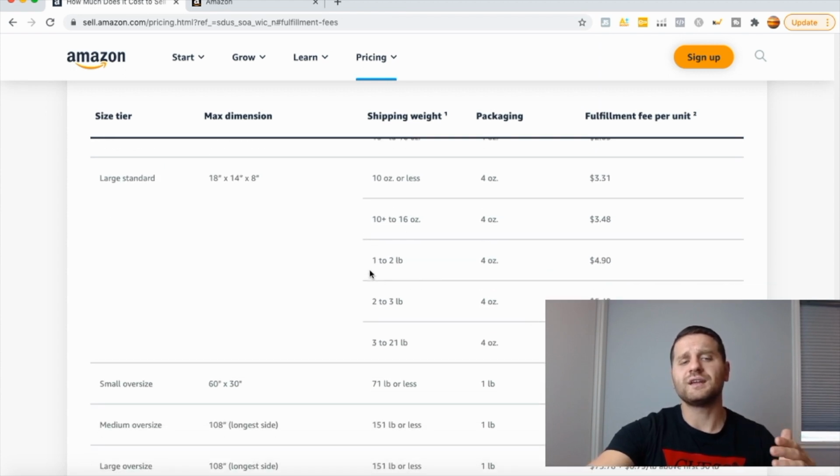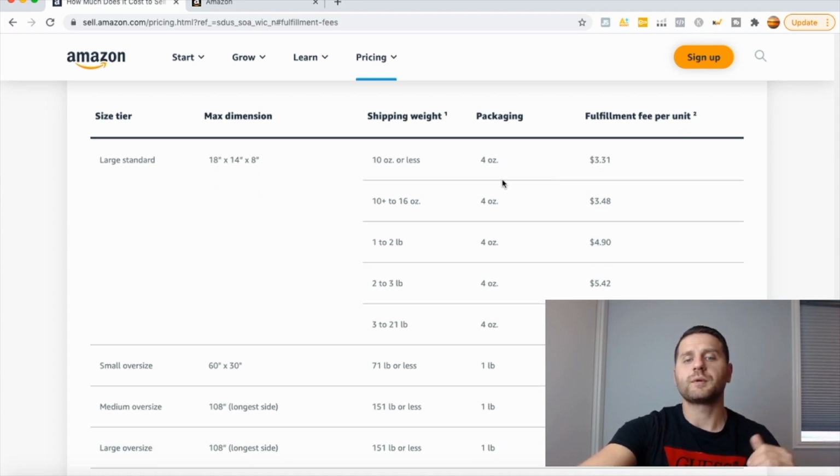So over here it is saying large standard, maximum dimensions 18 by 14 by 8 inches. If it is 10 ounces or less and the package is 4 ounces, it will be a $3.31 fulfillment fee per unit. So if your dimensions are this, this will be your fulfillment fee. If your product is 10 to 16 ounces, 4 ounces for the packaging, it will be $3.48.